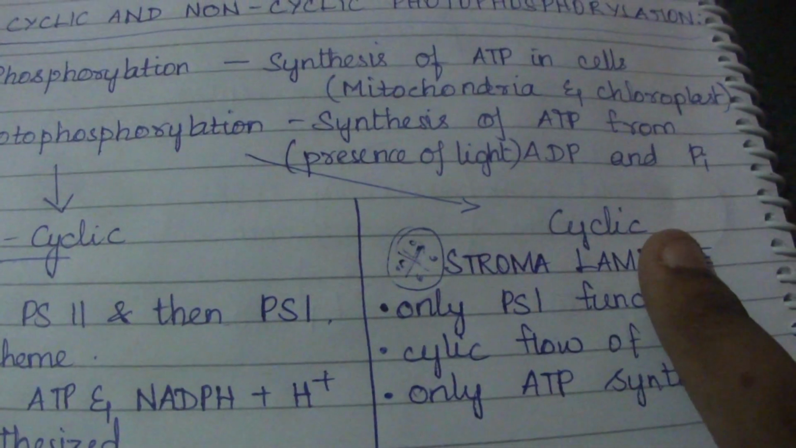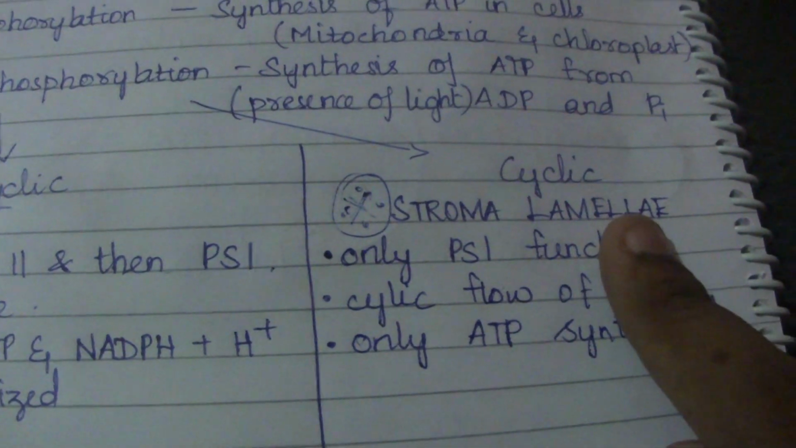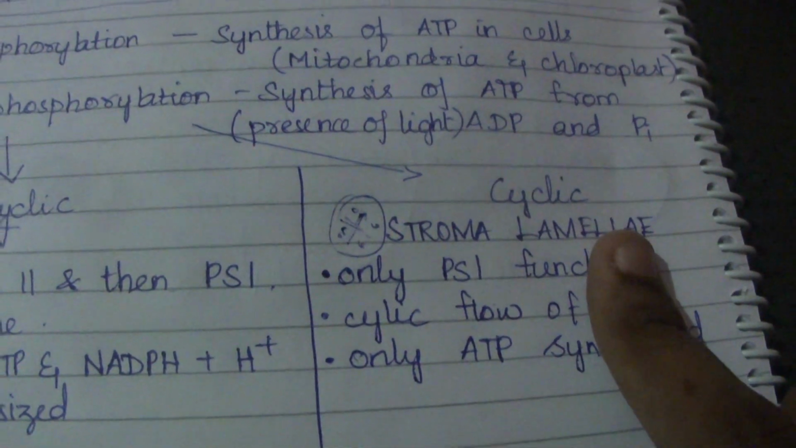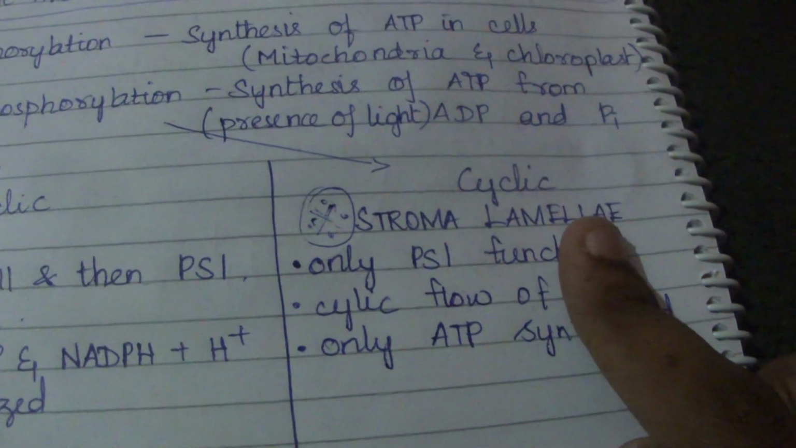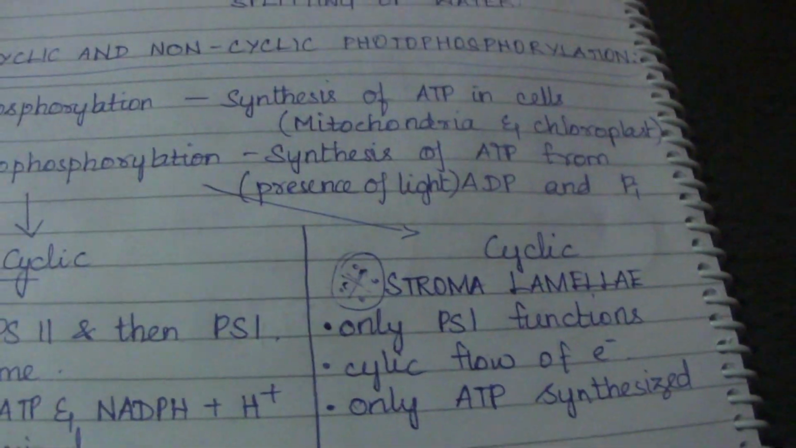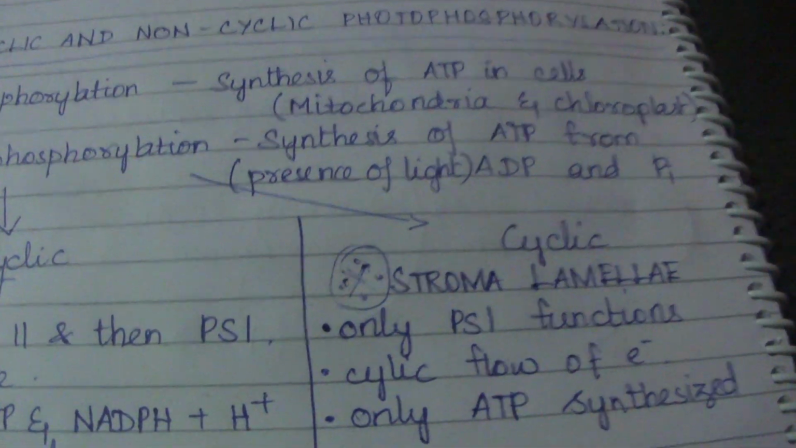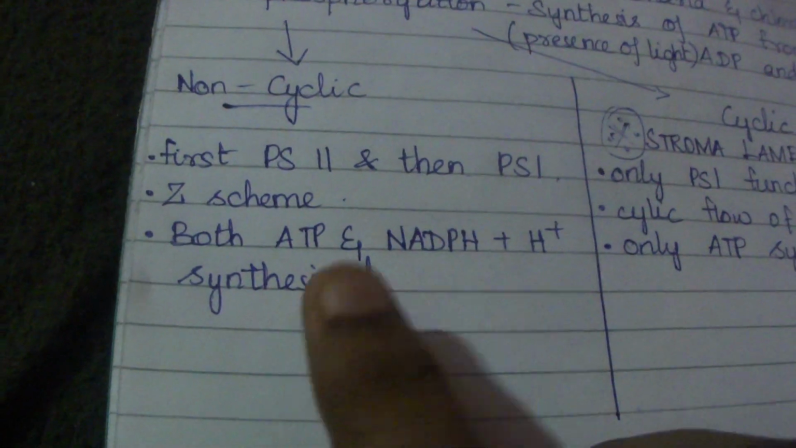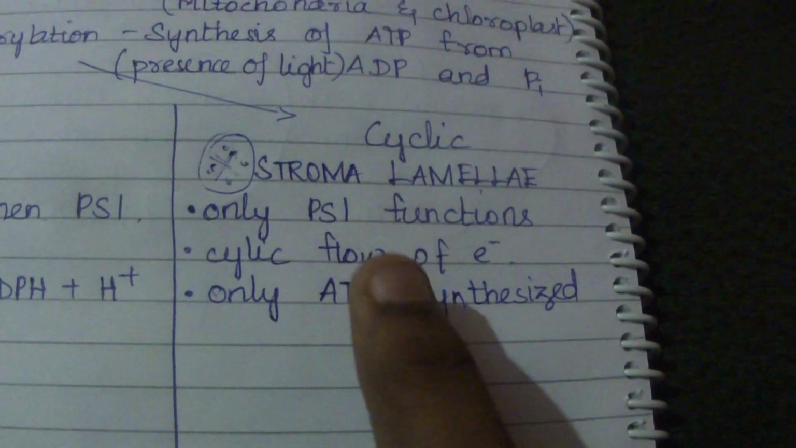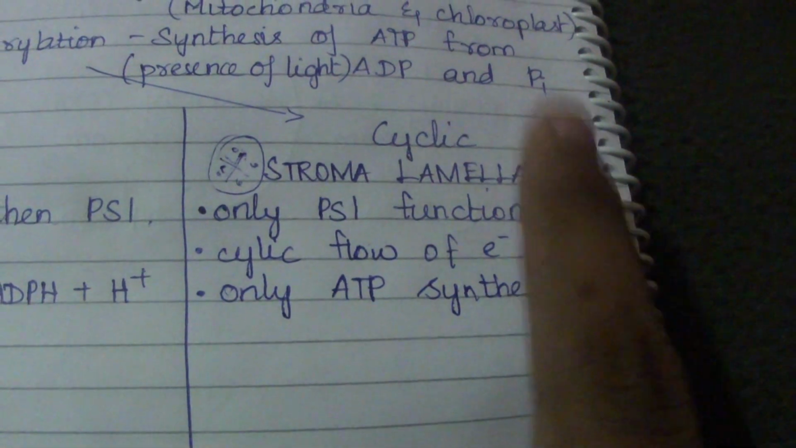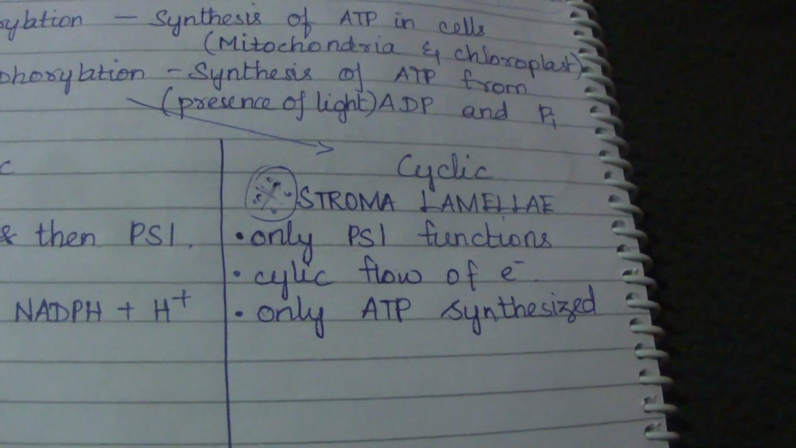I told you that in stroma lamellae there won't be PS2 and there won't be NADP reductase enzyme. Both PS1 and PS2 will be present in the lamellae of the grana. So in grana we can expect both PS1 and PS2 to be present. In that site non-cyclic photophosphorylation occurs because PS2 and PS1 are required, whereas here PS1 alone is required. So in stroma lamellae cyclic photophosphorylation occurs. Hope you understood this part pretty well.